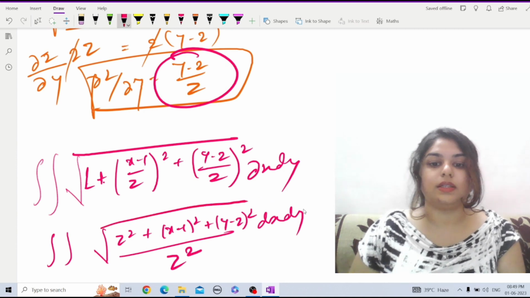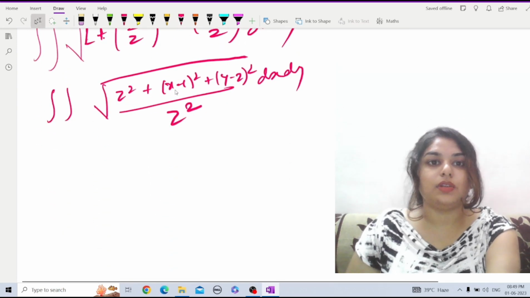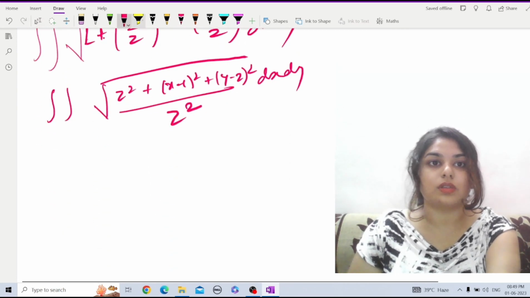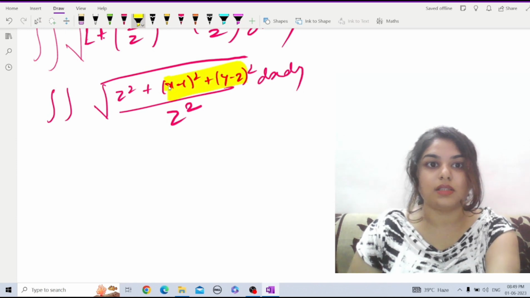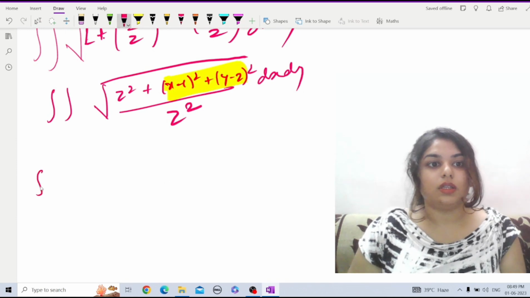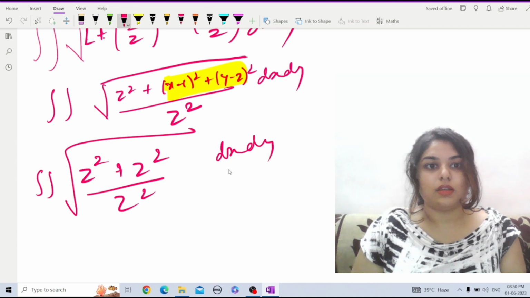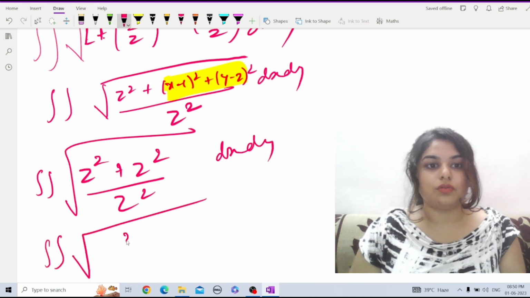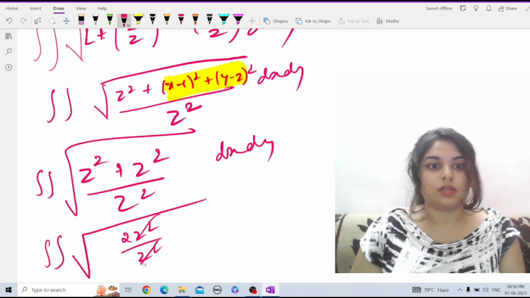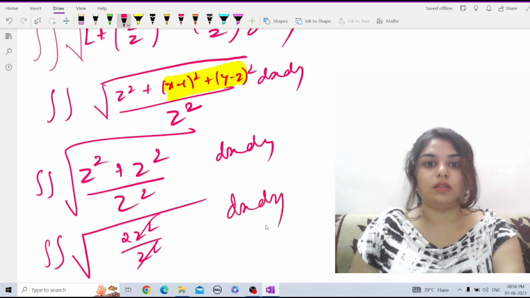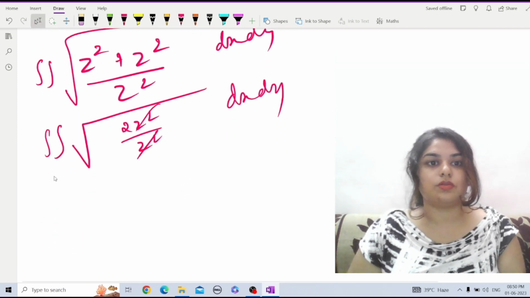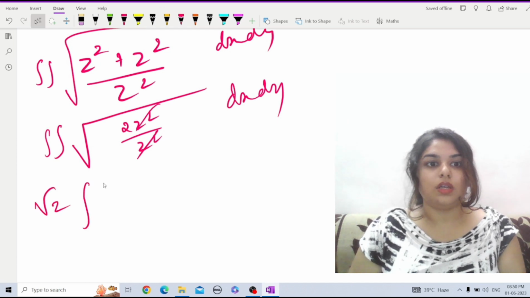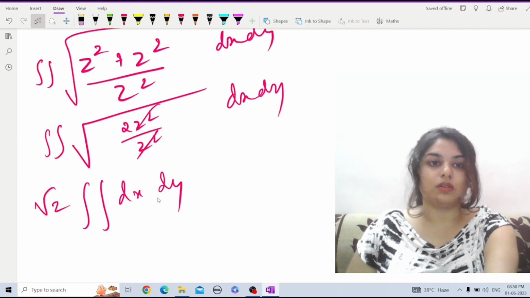This is inside the root, with dx dy. Now we know that (x minus 1) whole square plus (y minus 2) whole square, these two terms together, is our z square, so we can put that value here: z square plus z square by z square under root dx dy. So this is the integration of root over 2z square by z square, and this gets cancelled. The form is reduced to root 2 integration dx dy. So we are basically talking about the integration over a circle. How can we do that?